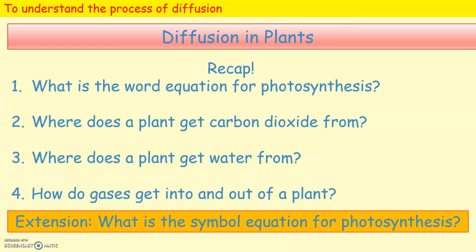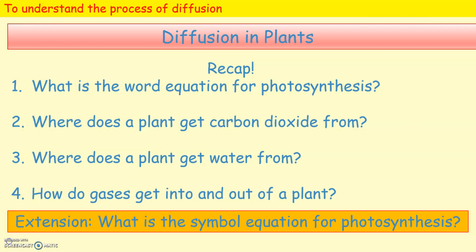What is the word equation for photosynthesis? If you also know the symbol one, that's excellent. You can also write it. Where does a plant get carbon dioxide from? Where does a plant get water from? How do gases get into and out of a plant? You have 4 questions, and you have 3 minutes. So pause the video now to answer the questions.